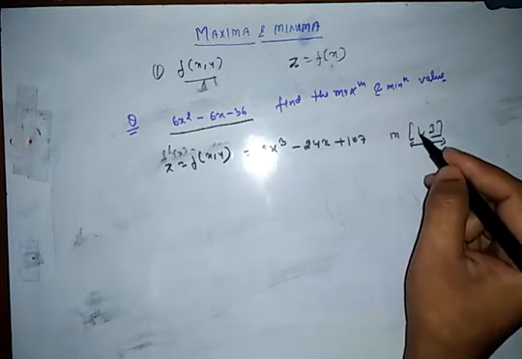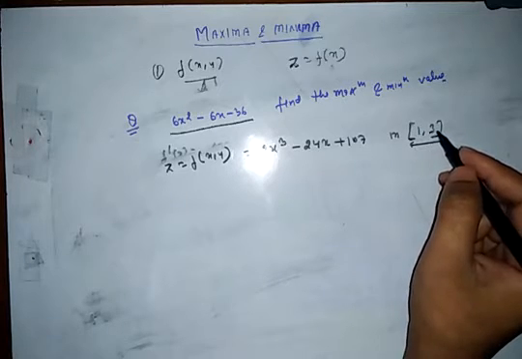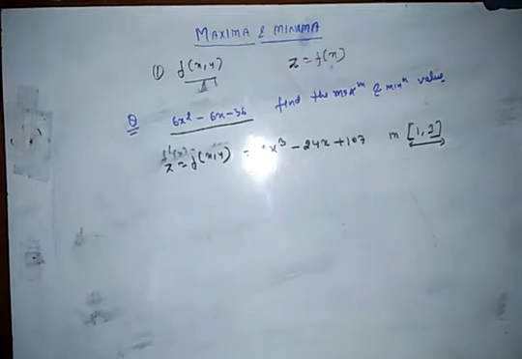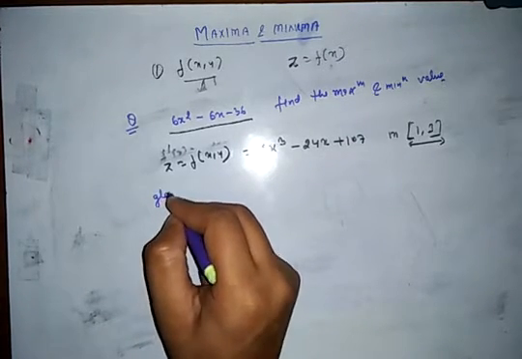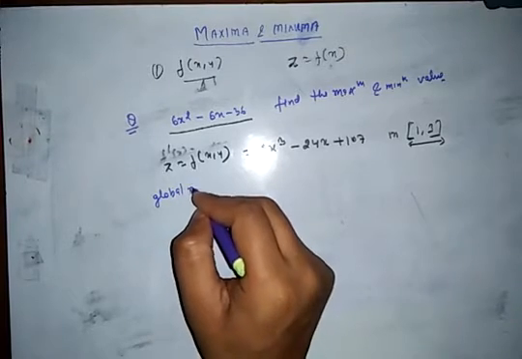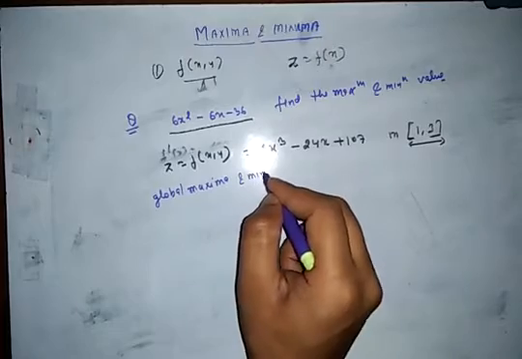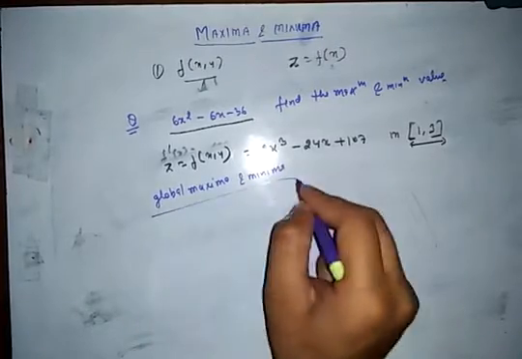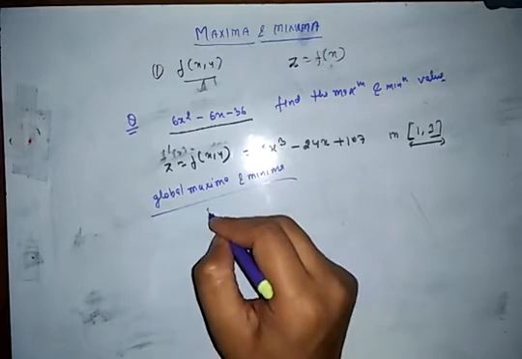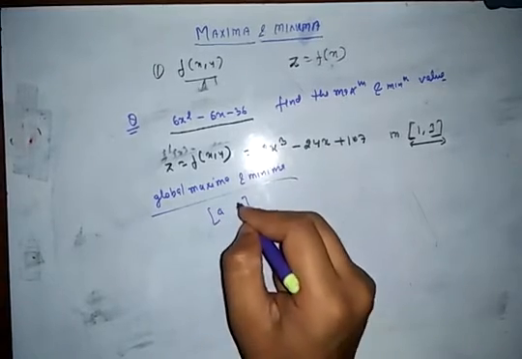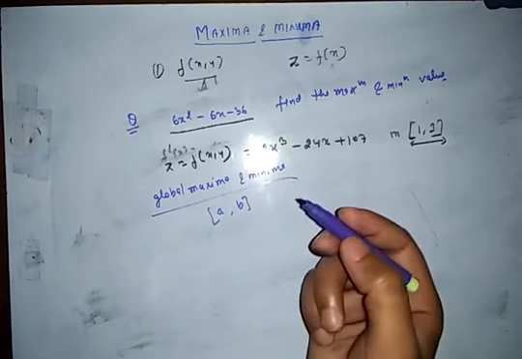We can take 1 and 3. So this is the global maxima and minima condition. I will first discuss the global maxima and minima conditions. In this condition, you see the range is given, that is, you have been given a to b. You have to find the function's maxima and minima.